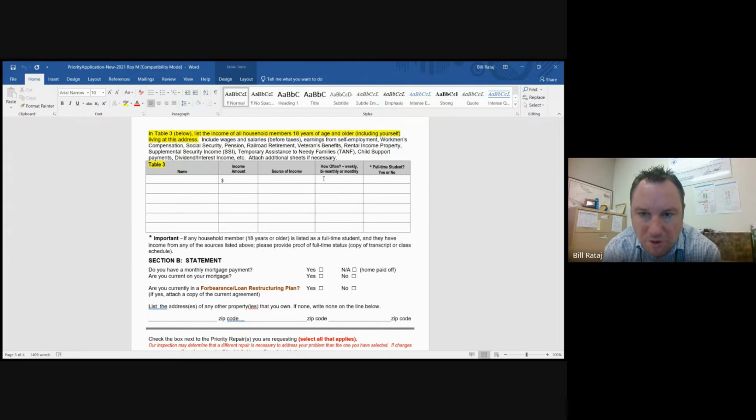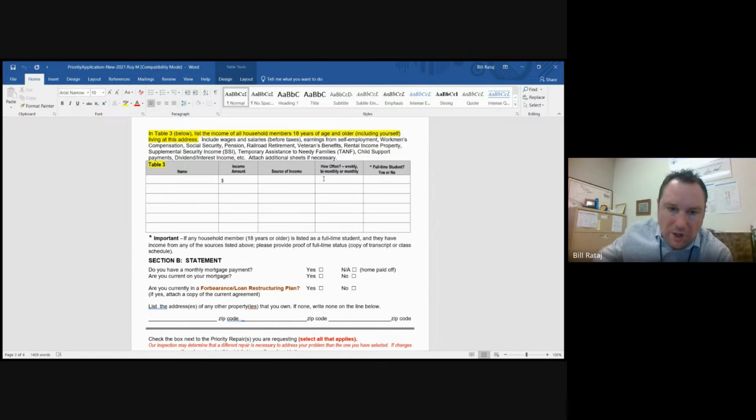Same thing for other sources, such as a Social Security award letter. You're going to get an annual letter, but that would be monthly. But we need to know what that amount is. If you get a pension, that's generally monthly. Things like that, whatever that source is.